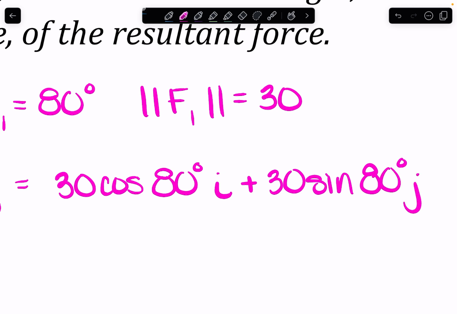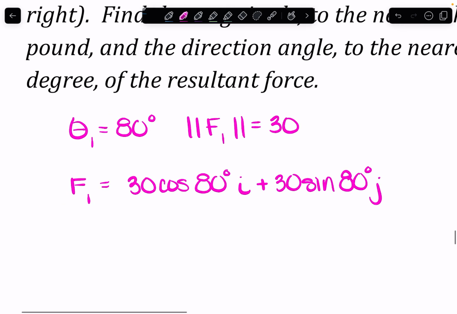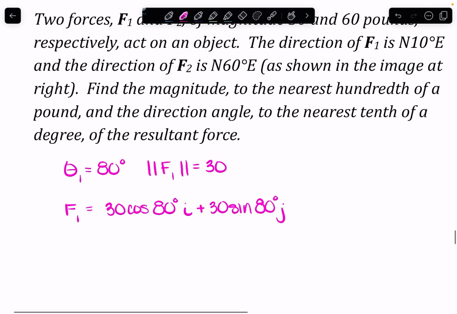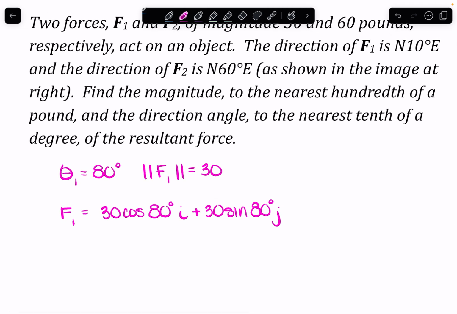We're going to have some estimates here. Since we're asked to round to 2 decimal places, I'm going to write my answers down to 3 decimal places so that for the resultant vector, I can round to 2 decimal places.